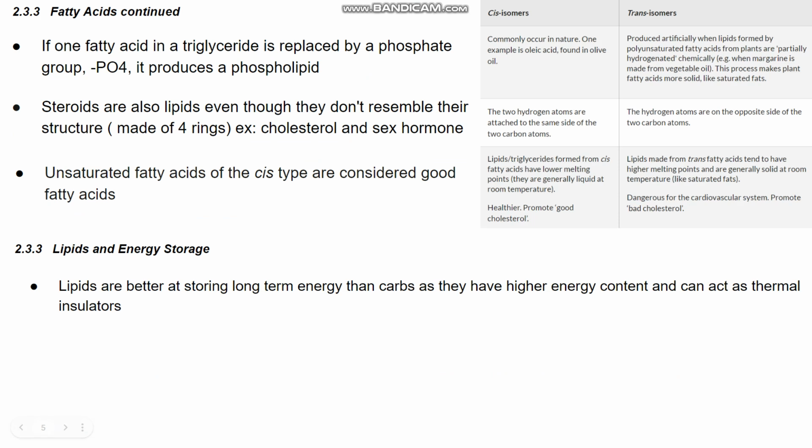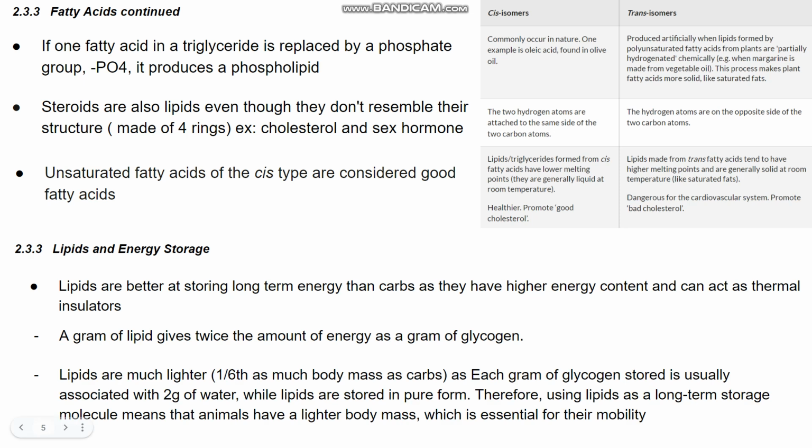lipids and energy storage. Lipids are better at storing long-term energy than carbs, as they have higher energy content and act as thermal insulators. They're also much lighter than carbs, because a gram of lipid gives twice the amount of energy as a gram of glycogen. They're lighter because glycogen is usually stored with 2 grams of water, while lipids are just stored in pure energy form. Therefore, using lipids as a long-term storage molecule means that animals are lighter while having reserve energy.